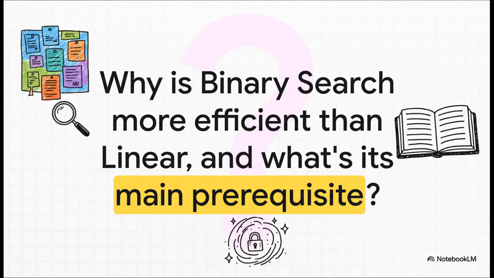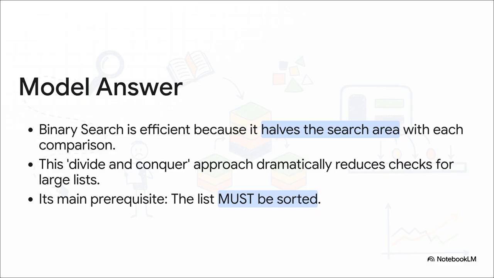And part 2, what is its most important condition? Its prerequisite. Just think back to our analogies. Think about the messy notice board versus the organized dictionary. And here is your full marks answer. You write it in points. Point 1. Binary search is more efficient because it follows a divide and conquer approach. Remember that phrase. It means it cuts the search area in half with every check, which leads to far fewer comparisons, especially in large lists.